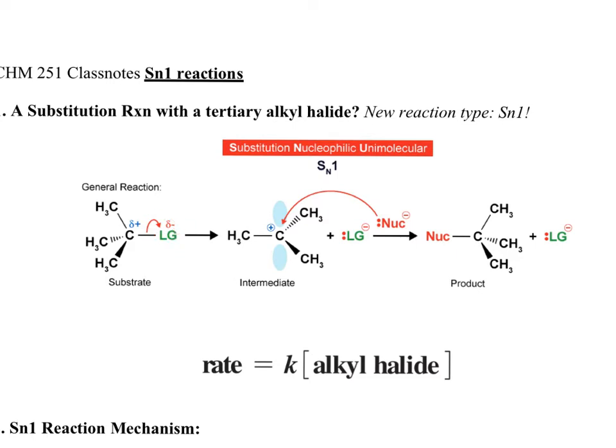What are good leaving groups? Things that are stable. I-, things that can do resonance, things like that are good leaving groups. Leaving group leaves. That's the slow step. The nucleophile is not involved in the rate-determining step at all, right?